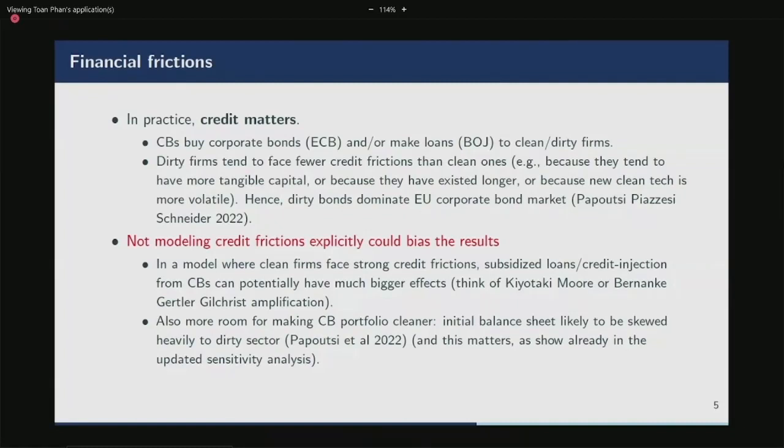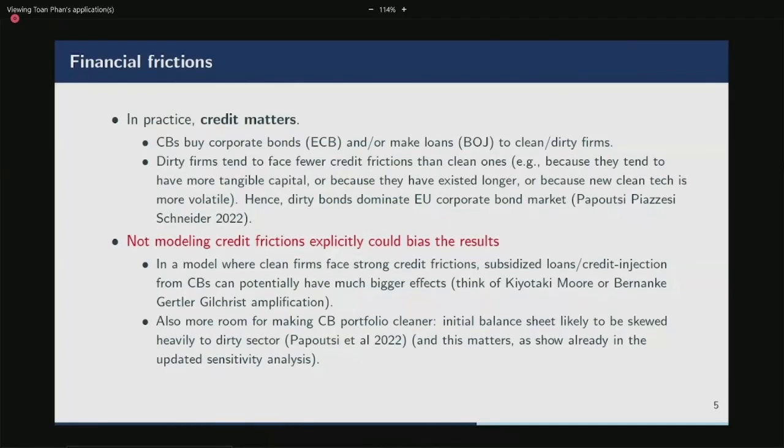And also, naturally, when you have this asymmetric financial friction there could be more room for central banks to make the central bank portfolio cleaner, right? So the initial balance sheet, relative to the market neutral benchmark, might be skewed heavily to the dirty sector, again, as documented by Papuzzi for the ECB. And there's more room for the central bank to adjust its initial dirty portfolio. And actually, in the updated sensitivity analysis that Alex sent me recently, in this current framework without financial friction, this fact already matters. But I think in the framework with financial friction, this can matter even more, right? This adjustment from the initially very dirty portfolio to a much cleaner one.